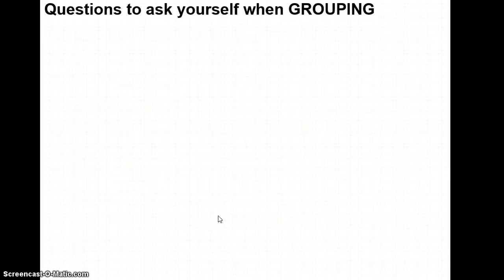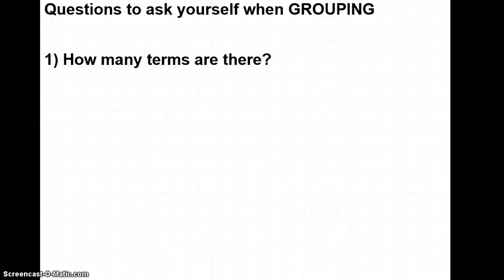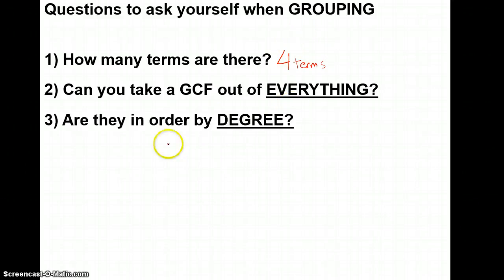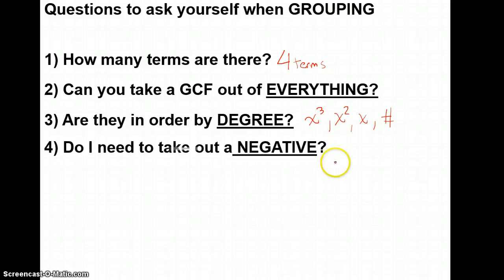All right, so just some questions you want to ask yourself when you're grouping: how many terms are there? If you need to group, it's probably going to be 4 terms, because remember we're making pairs. Can you take out a GCF of everything? If you can take it out of everything, always do that first. But if not, grouping might be for you. Are they in order by degree? That's really important, right? X to the third, x squared, x, and then the number. Do I need to take out a negative? You always want to ask yourself that.